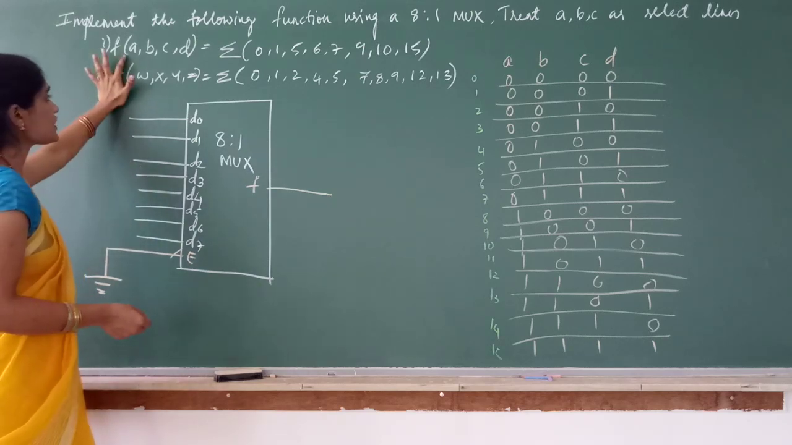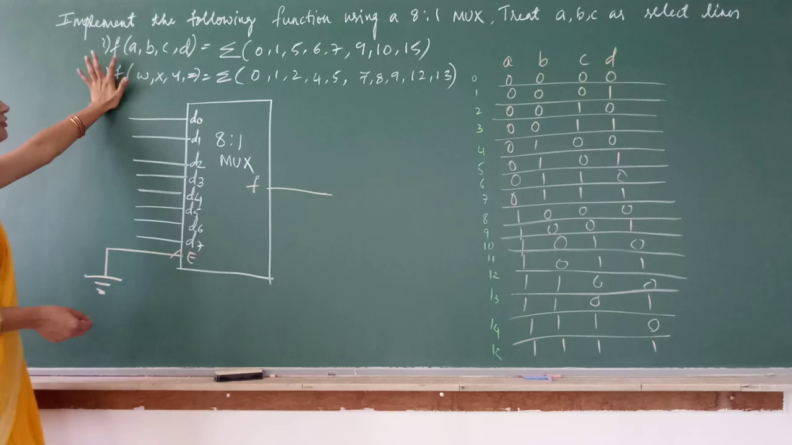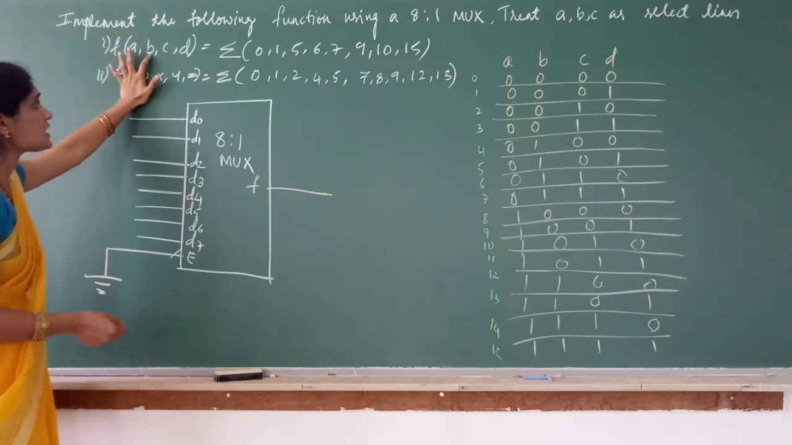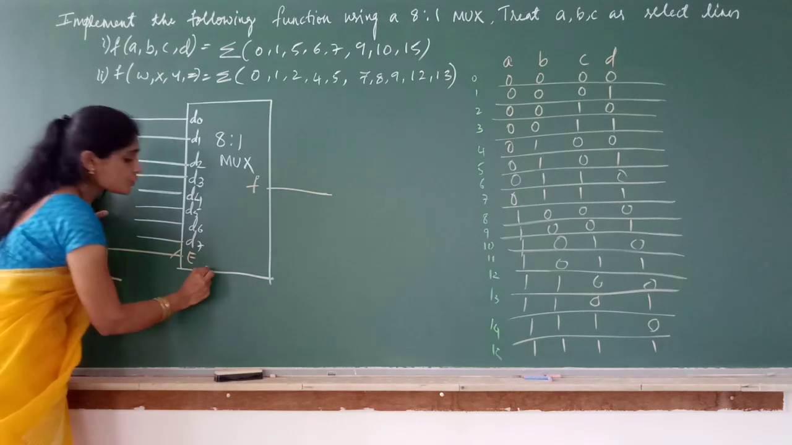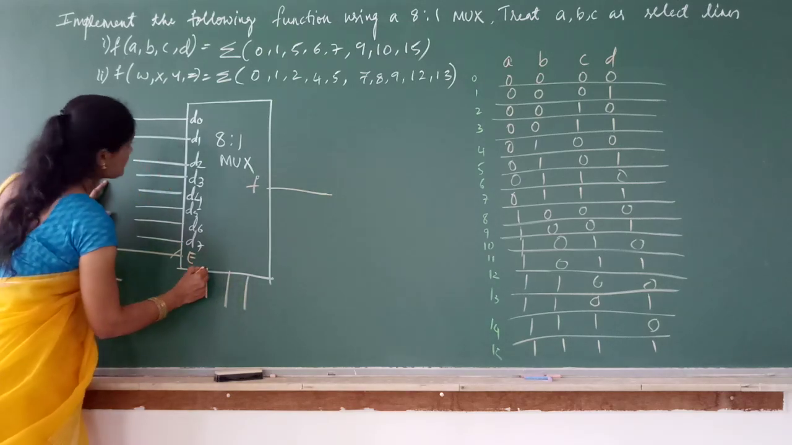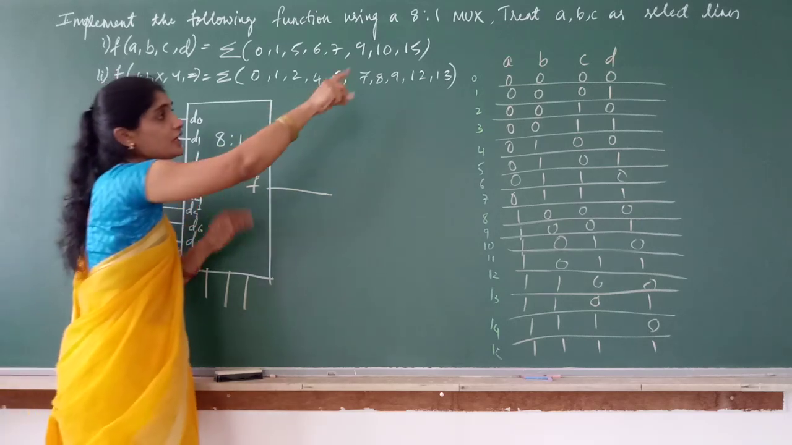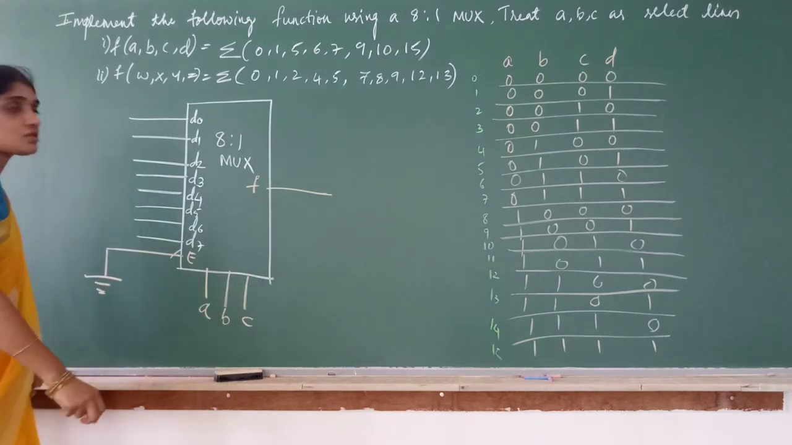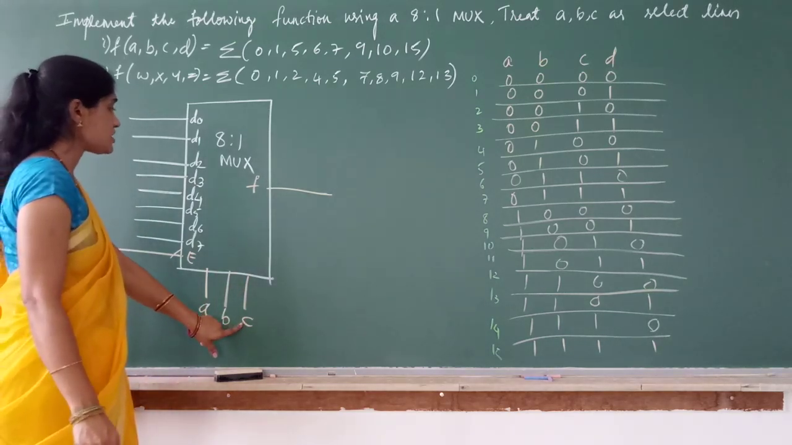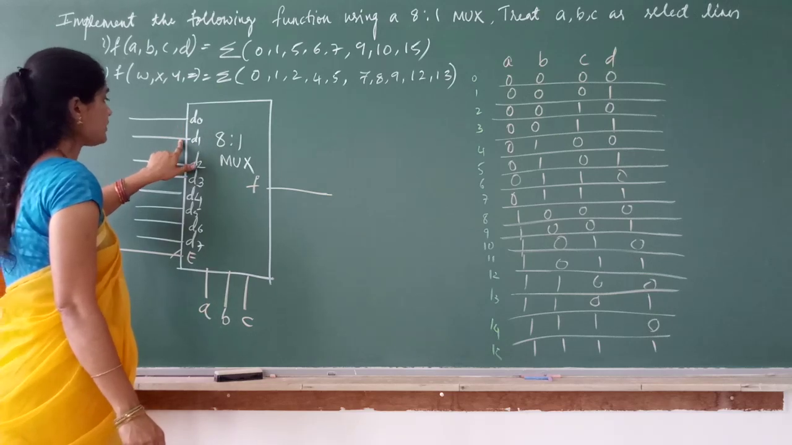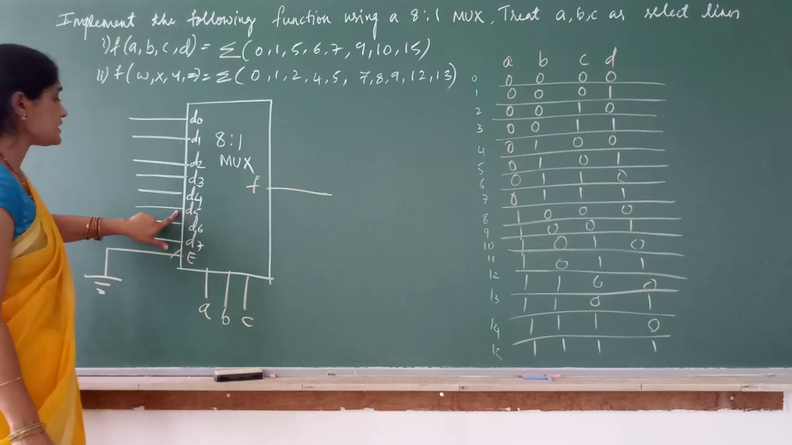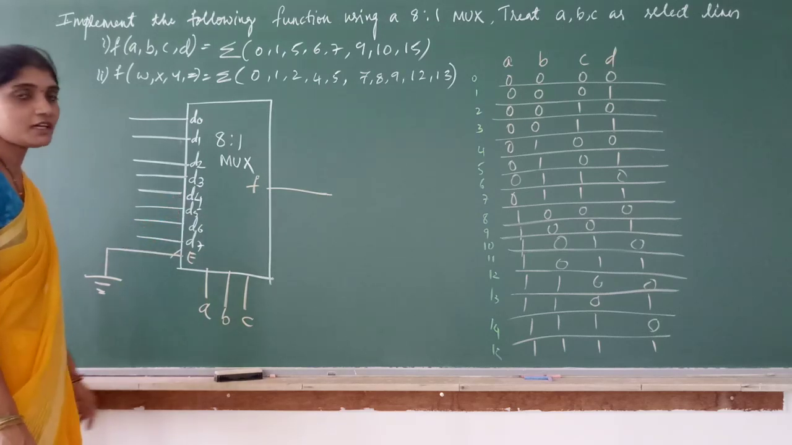Now I have to implement this function. First let us take up the first function, using the 8:1 multiplexer. Even though the given variables are 4, I have only an 8:1 mux which has got 3 select variables, right? And in the question they have also given: treat A, B, C as select lines. So how is the multiplexer going to work? When ABC is 000, D0; 001, D1; 010, D2; 011, D3; 100, D4; 101, D5; 110, D6; 111, D7, right?